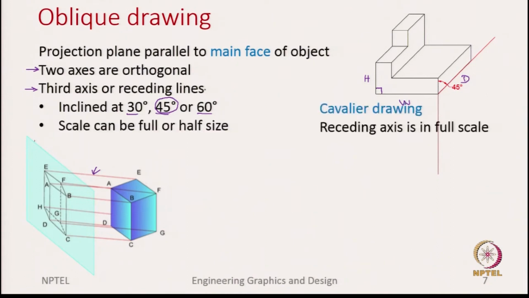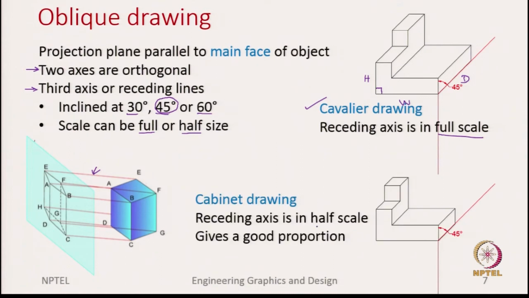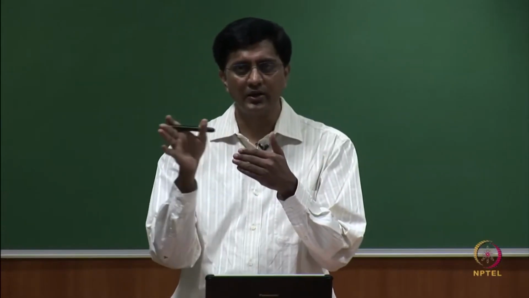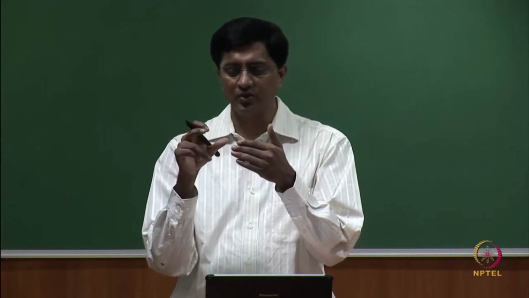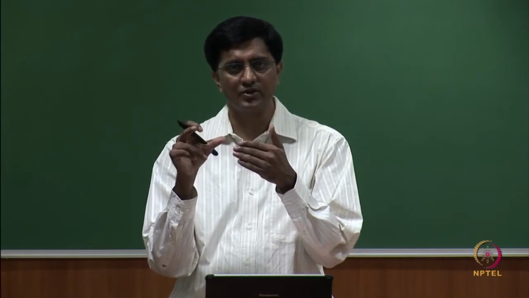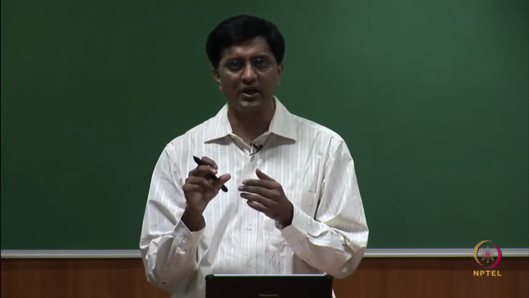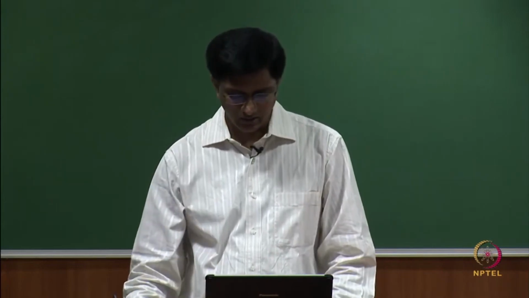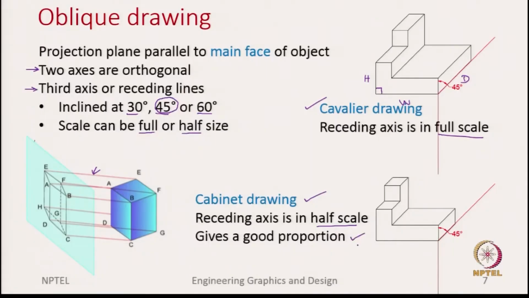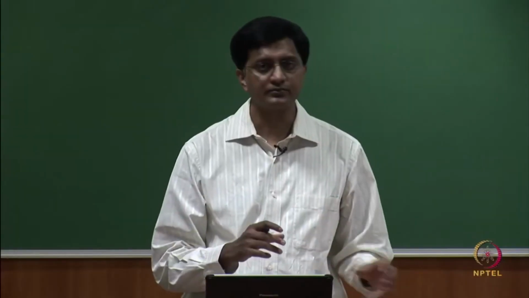And this receding axis, we can either do it full size or half size. When we use it as the full size, we call them Cavalier drawings, but when we use them as half size, we call them cabinet drawings. So, the only difference is the receding or the third axis: do we capture the full size or the half size? When we capture the full size, we call it the Cavalier, and if it is half size, we call it cabinet.